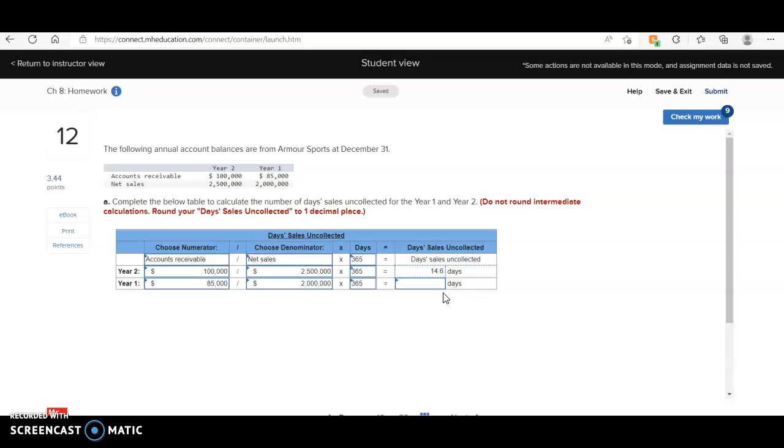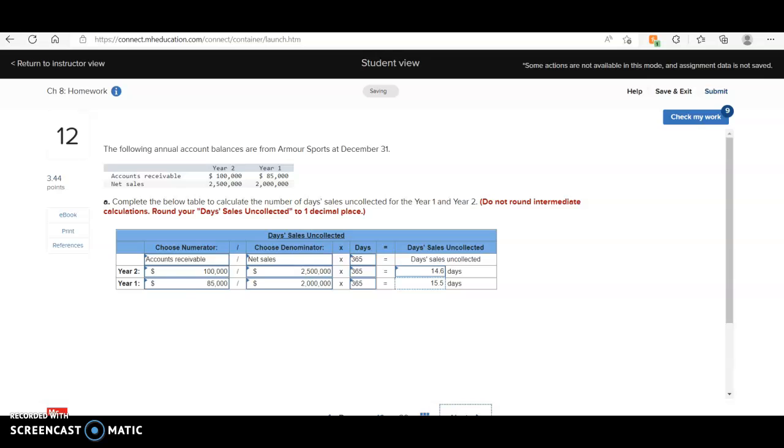And the next one, we're going to take 85,000 divided by 2 million times the 365 again, and we get 15.5 days. So again, this is one of the few times we've done a ratio where Connect isn't doing it for us. So we actually have to do some math here. But it's just following the formula and entering it in.